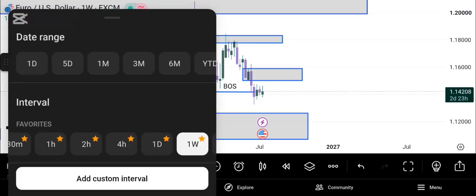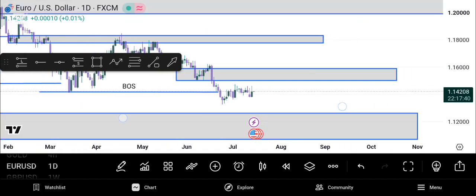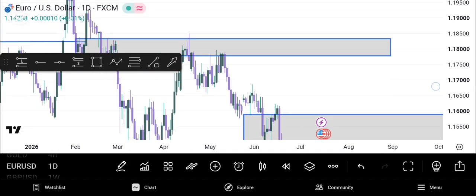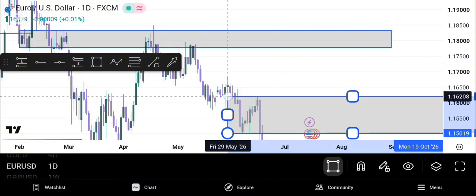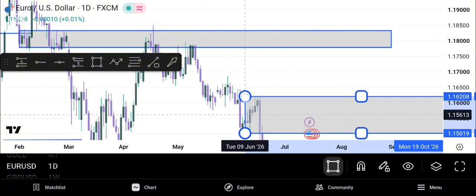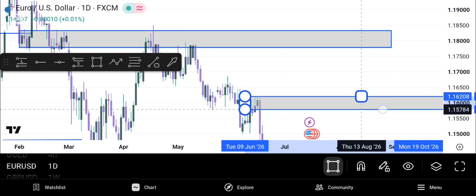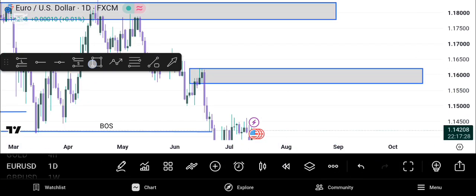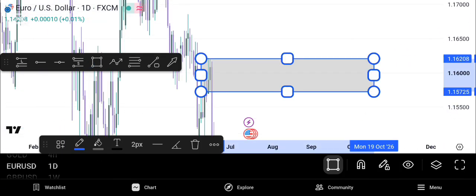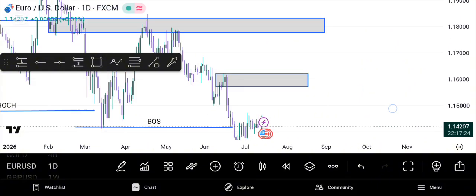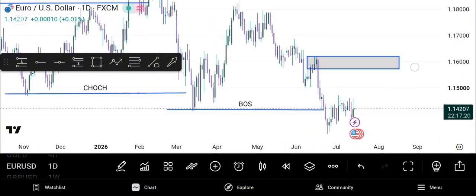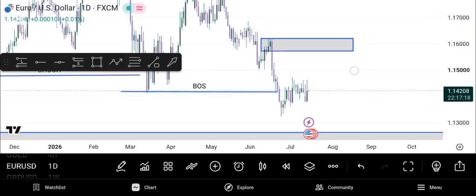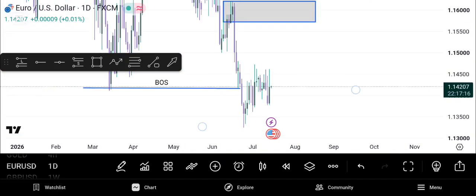We're going now to the daily time frame to see exactly what market is doing. From the daily time frame, we can refine this order block to this level. We can take out this one and just keep this. So from the daily time frame, we can refine that order block to that level.